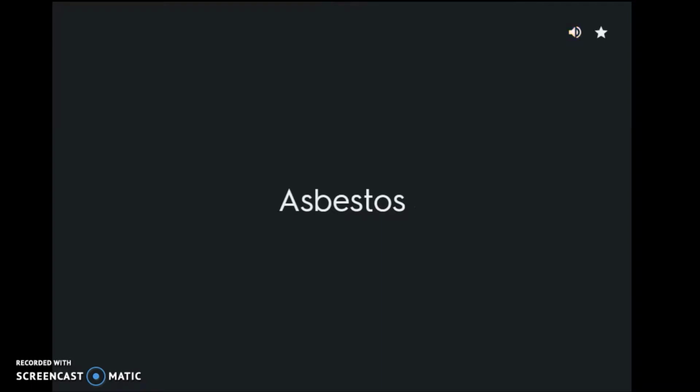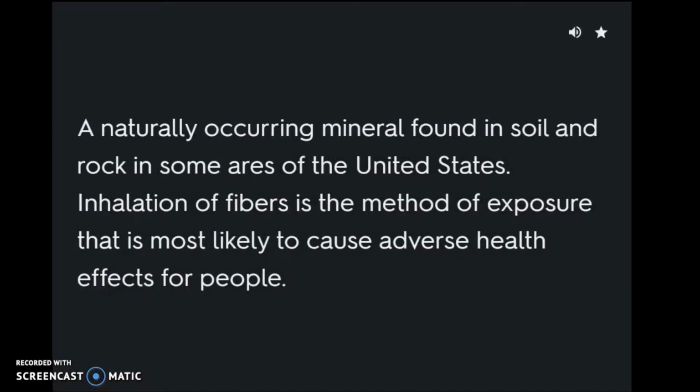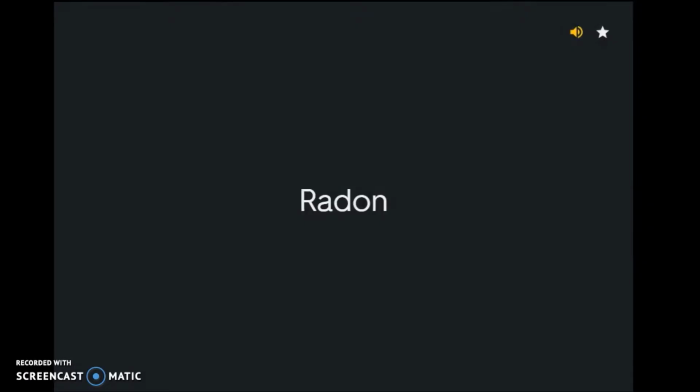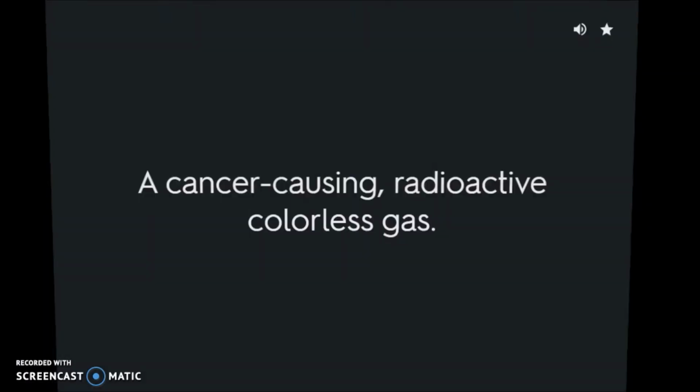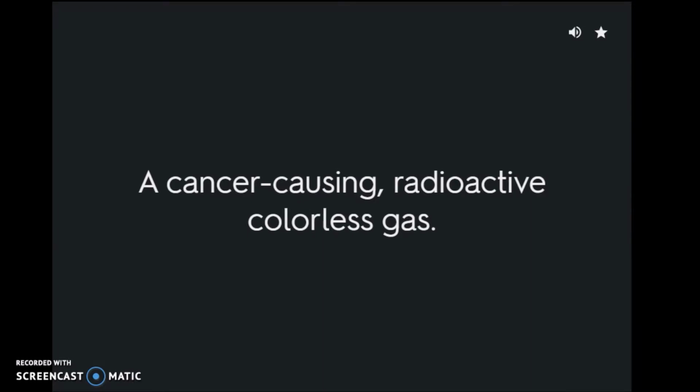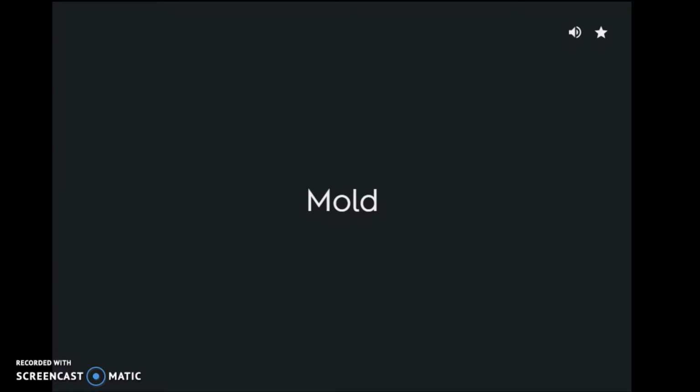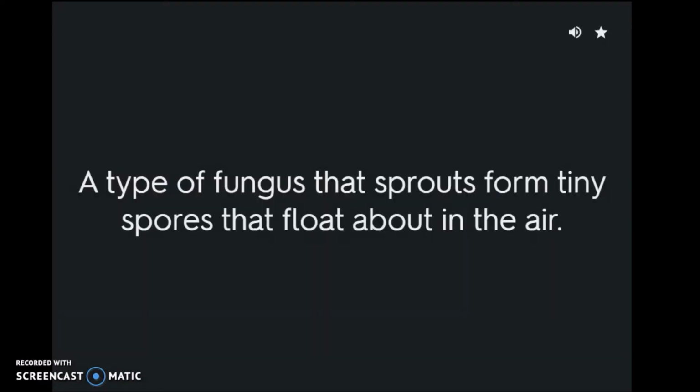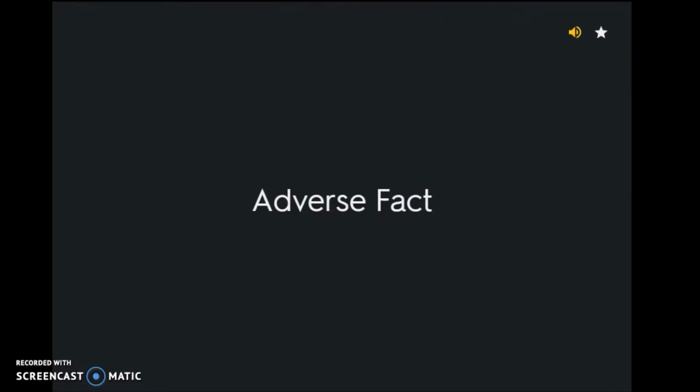Asbestos. A naturally occurring mineral found in soil and rock in some areas of the United States. Inhalation of fibers is the method of exposure that is most likely to cause adverse health effects for people. Radon. A cancer-causing, radioactive colorless gas. Mold. A type of fungus that sprouts from tiny spores that float about in the air. Adverse fact.